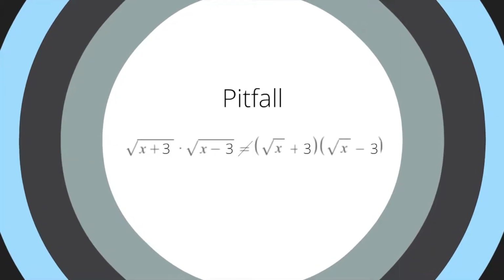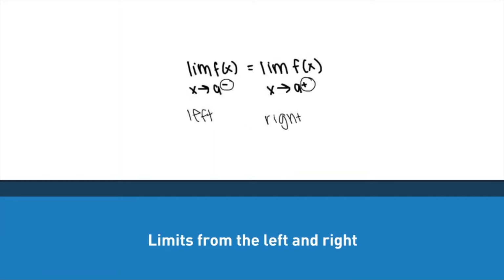Pitfall. Be careful not to think that when you have a square root of x squared plus 3, that it can be multiplied by the square root of x squared minus 3, because with a conjugate, the sign always has to be on the outside of the radical.